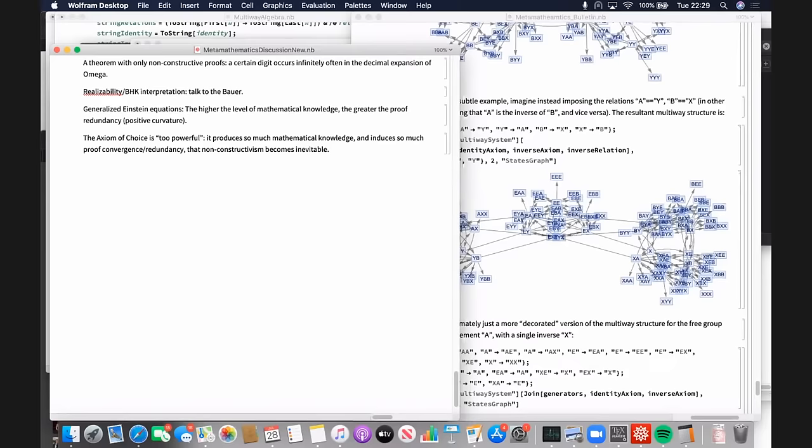Here's one way you could think about it. There's a growth rate of mathematical knowledge that's inexorable as you go down the proof graph, and there's a growth rate of constructive proofs. The axiom of choice is powerful enough that it boosts the growth rate of mathematical knowledge so much that the growth rate of constructive proofs cannot catch up. But what does that mean?